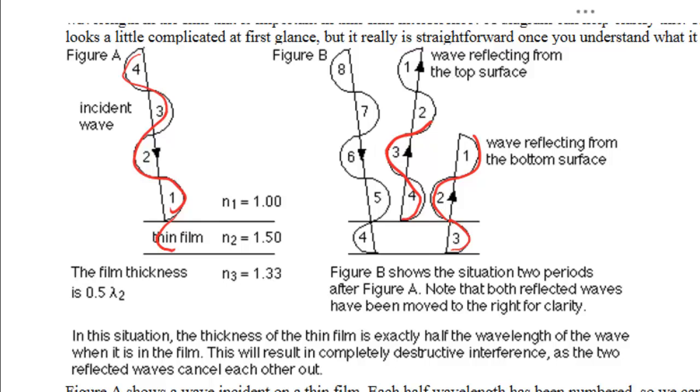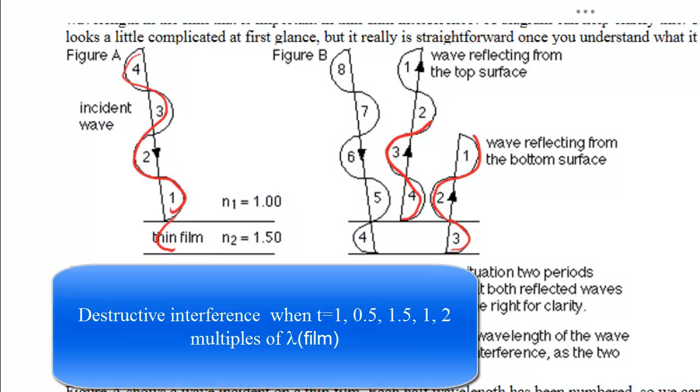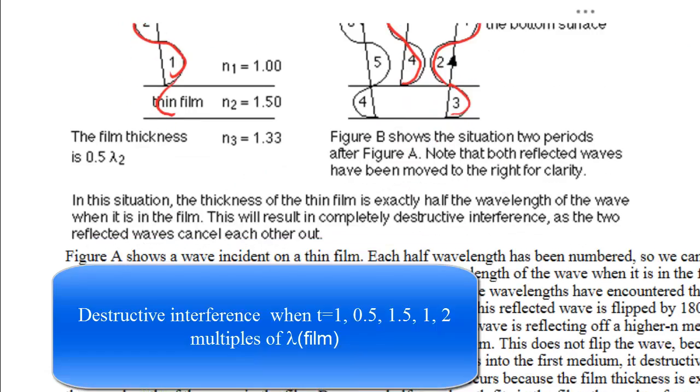When this wave re-emerges from the first medium, it destructively interferes with the wave that reflects off the top surface, and this occurs because the film thickness is exactly half the wavelength of the wave in the film. Because a half wavelength fits in the film, the peaks of one reflective wave line up precisely with the troughs of the other, so the waves cancel. Destructive interference would also occur with the film thickness being equal to one wavelength of the film, or 1.5 or 2, so any of those conditions.